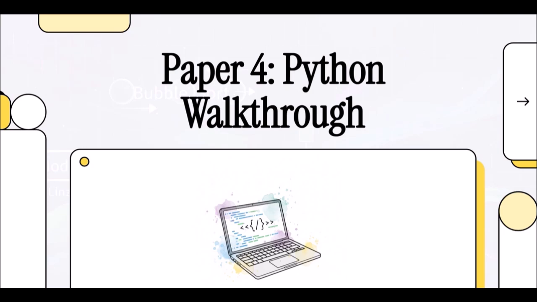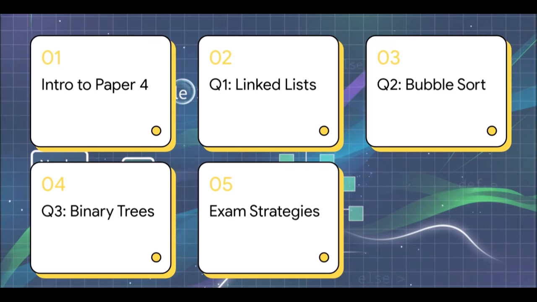So we're going to explore the predictive practice mark scheme together, translate that algorithmic logic into Python, and figure out exactly where those examiners are waiting to award or completely deduct your points. Let's get into it. Here is our roadmap for the day. We'll start with acing the paper 4 practical, then tackle question 1 on linked lists, question 2 on bubble sort, question 3 on binary trees, and finally, we'll wrap up with some final exam winning strategies.